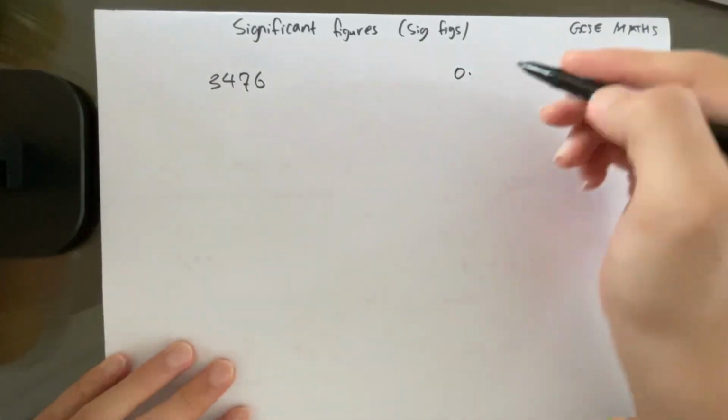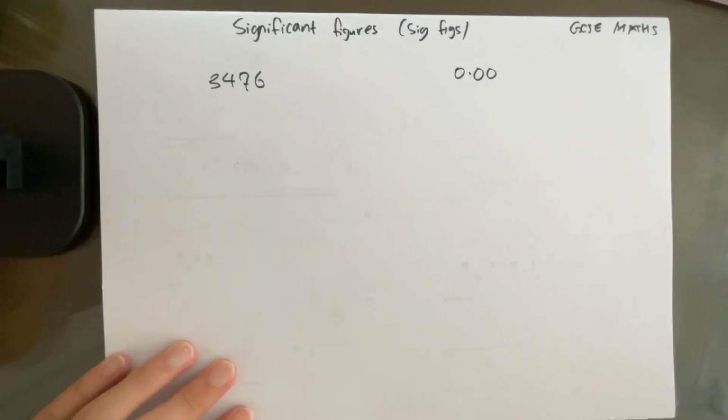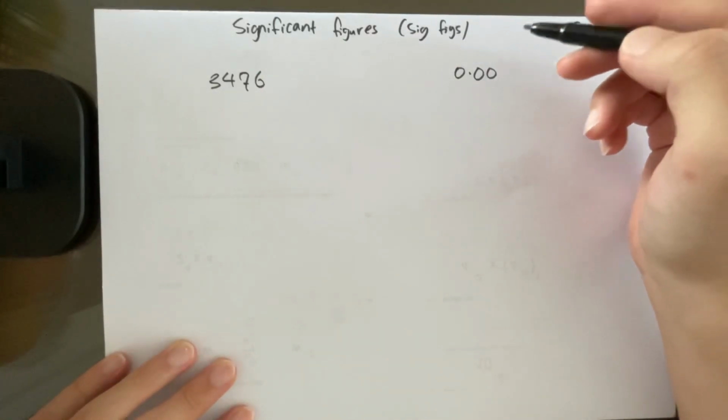So I'll use a whole number and a decimal as an example. And near the end of the video, I'll do some exam style questions. So 0.004031.